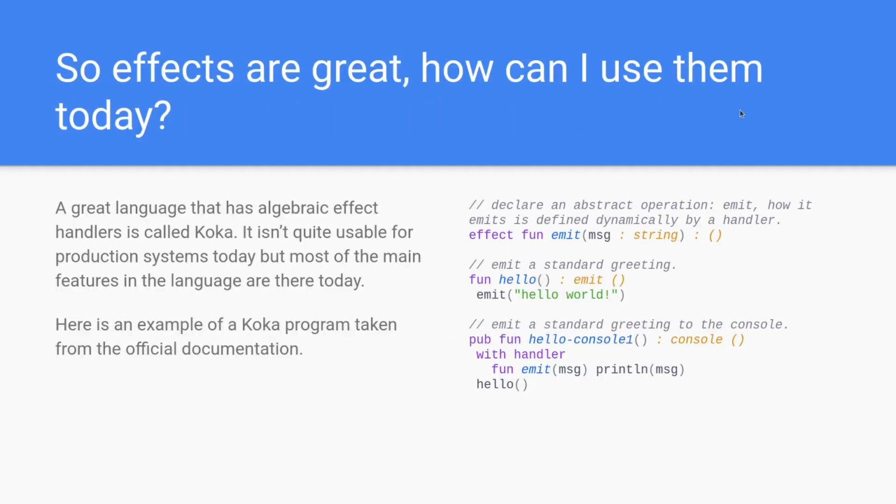So effects are great. How can I use them today? A great language that has algebraic effect handlers is called Koka. It isn't quite usable for production systems today, but most of the main features of the language are there. Here's an example of a Koka program taken from the official documentation.